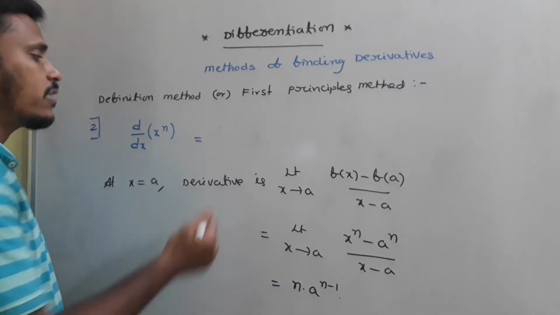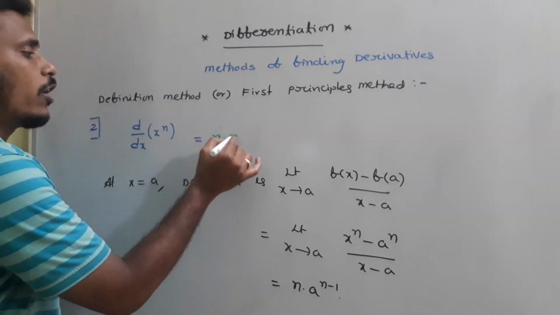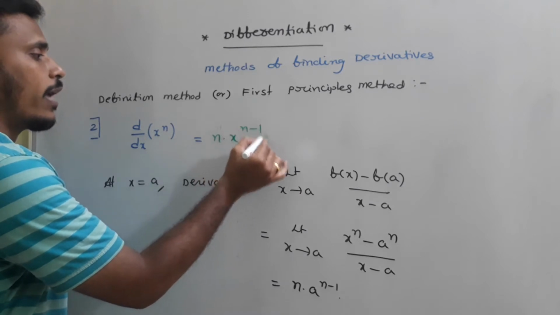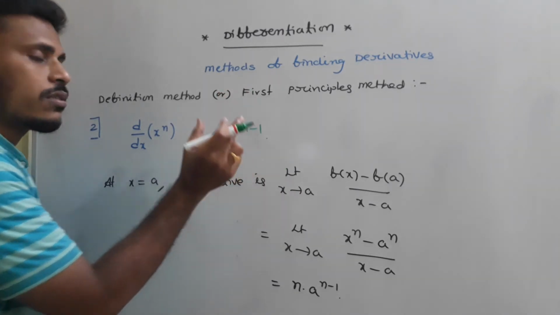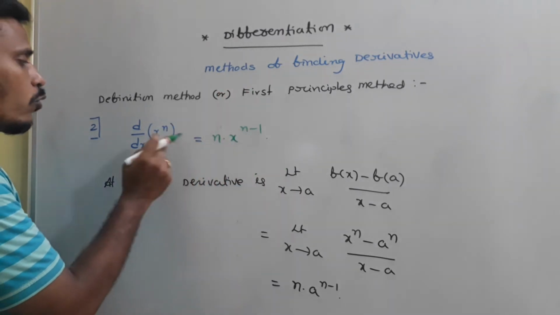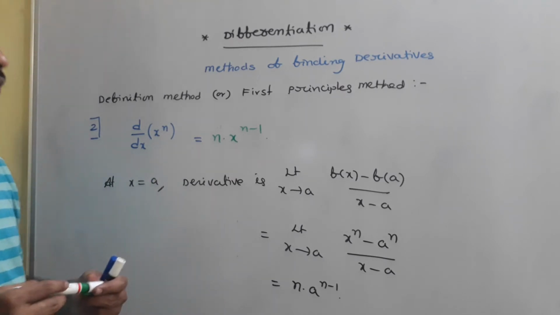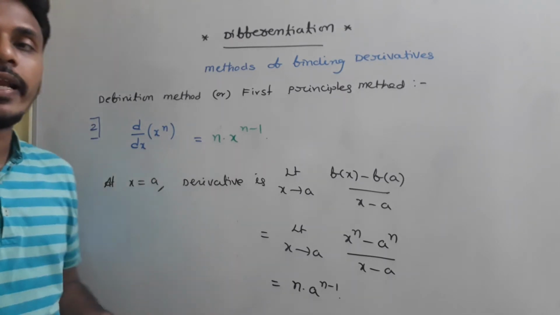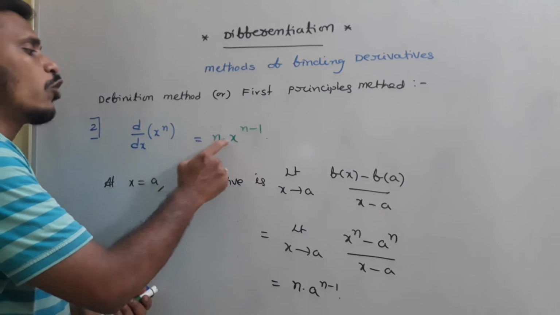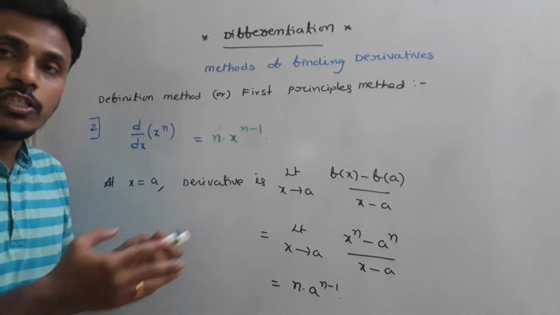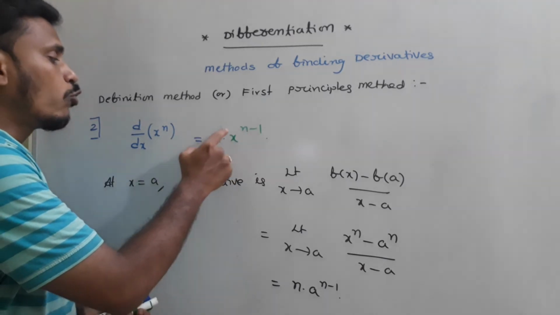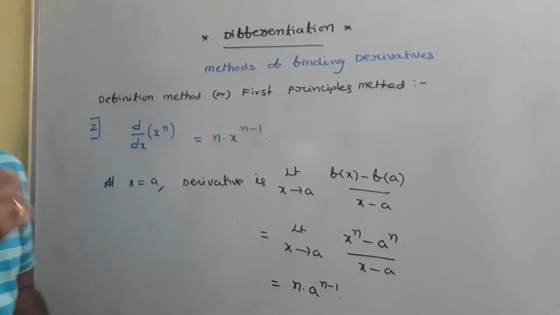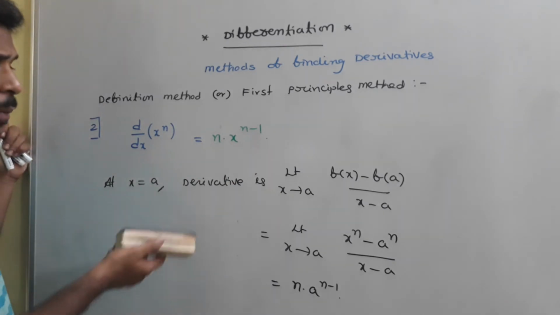So if you generalize it, your answer is n into x to the power n minus 1. This is the general form of the derivative for the function x power n. If you wish to calculate at x is equal to a, that is n into a to the power n minus 1. At x is equal to 4, n into 4 to the power n minus 1. Like that we need to mention. Okay, have a look. I am erasing this.